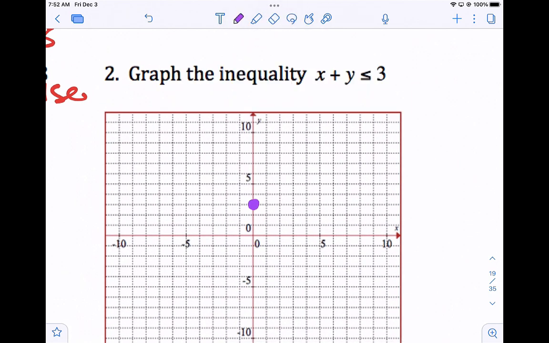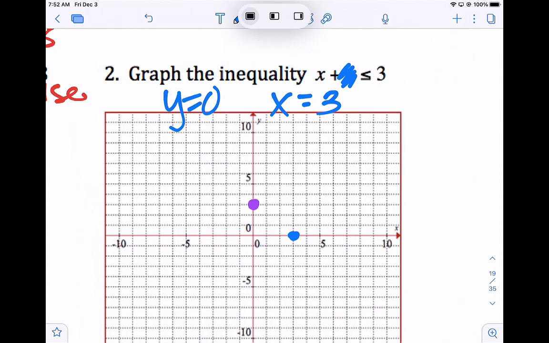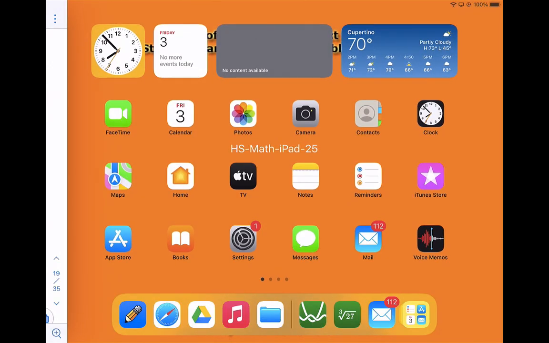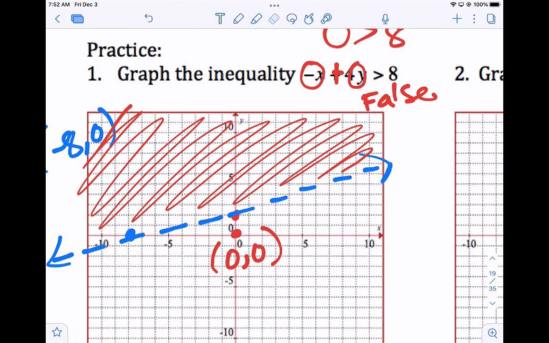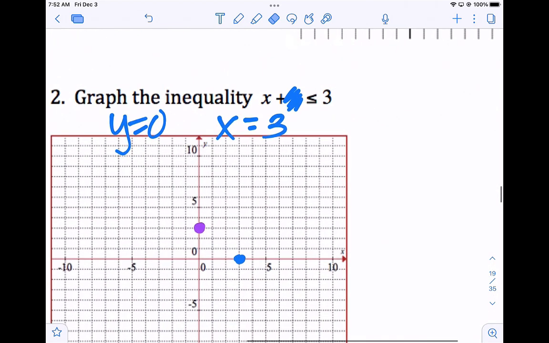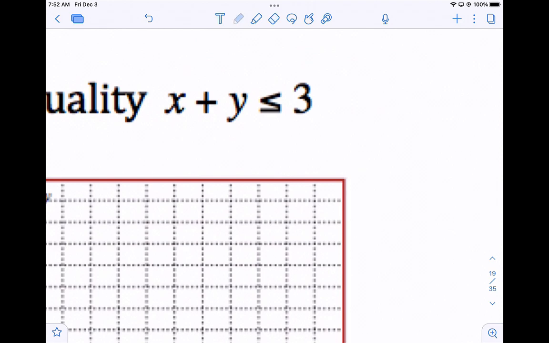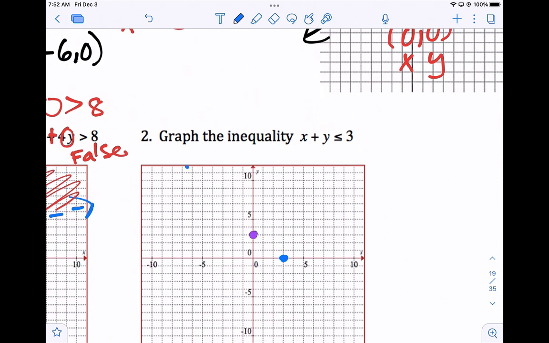Okay, so now let's cover up, let's say y equals 0, so let's cover that up, make an equation, x equals 3. So we'll go over where x equals 3 and make a dot. And now we have 2 points, so now we can graph the line and we'll take a look, is there an equal sign? There is, and if there's an equal sign, our line will be solid. So there's our solid line.